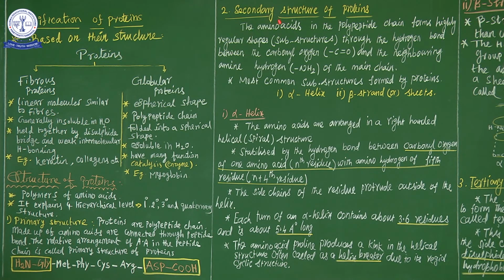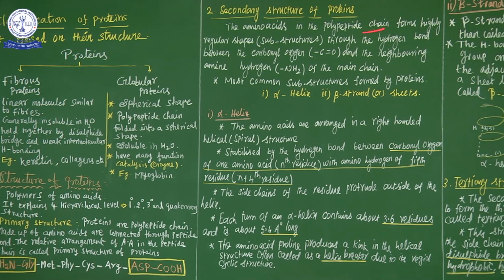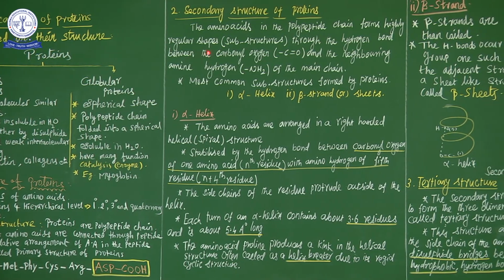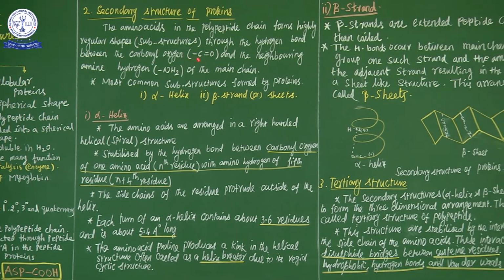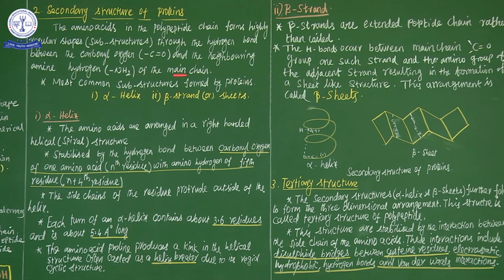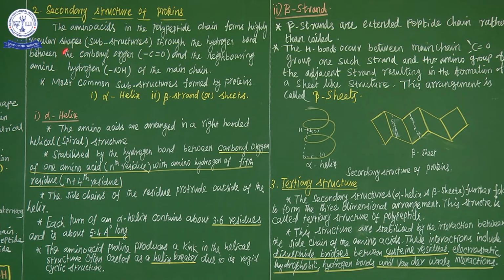The second one is secondary structure of proteins. So the amino acids in the polypeptide chain form highly regular shapes. So அப்போ polypeptide chainல present ஆயிருக்கு amino acids எப்படி இருக்கு? Highly regular shapeல present ஆயிருக்கு through the hydrogen bond between the carbonyl oxygen and the neighboring amine hydrogen of the main chain. So the amino acids form regular shapes in the secondary structure எப்படி form ஆகுது? Through the hydrogen bond between the carbonyl oxygen and the neighboring amine hydrogen of the main chain.